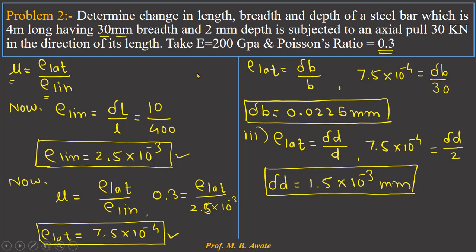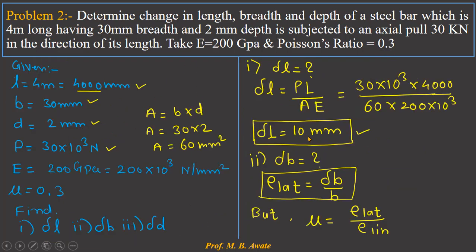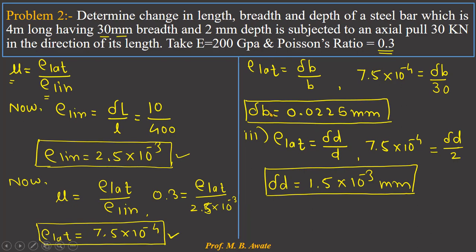So here, depending upon the given input, we have calculated delta L, delta B, and delta D. Means we have calculated the change in length, change in breadth and change in depth of the object. Thank you.